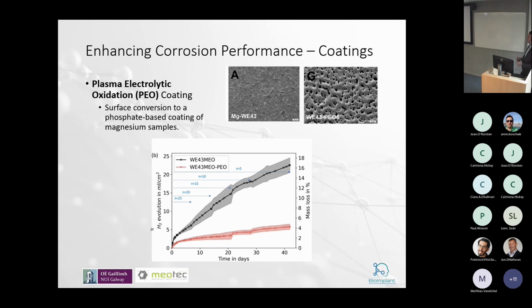But they also have a PEO coating, which is an oxidation process that essentially converts the surface of your magnesium to a kind of hydroxyapatite or a ceramic-based coating to protect it from corrosion. So this is some data from Kirsten, our PhD student, where you see the uncoated specimen here in the black line and the coated specimen here in red. So you get about a 3-fold decrease in the corrosion rate to improve overall corrosion behavior.